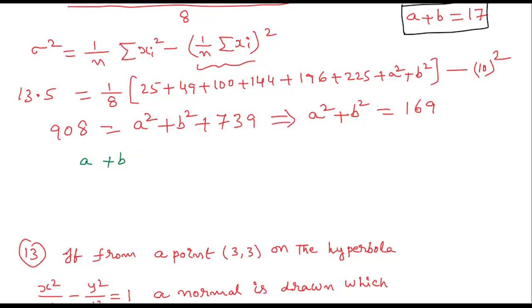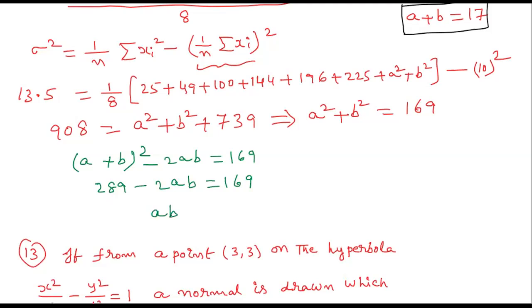Sorry, (a plus b) whole square minus 2ab is equal to 169, because the a square plus b square formula is (a plus b) whole square minus 2ab. A plus b we already know is 17. 17 square, how much? 289 minus 2ab is equal to 169. Finally, after calculation we get ab value is 60.